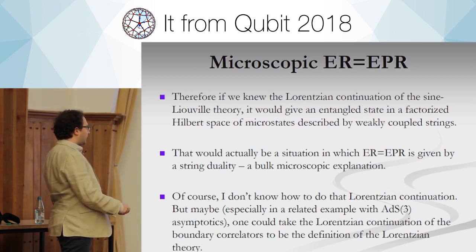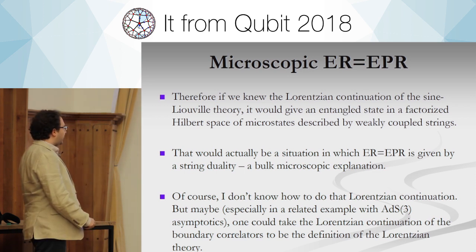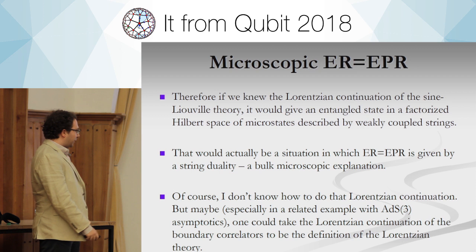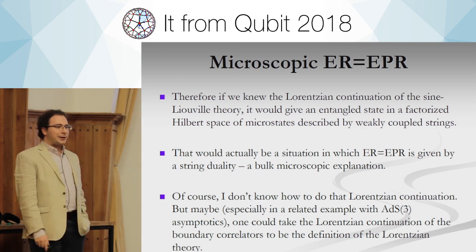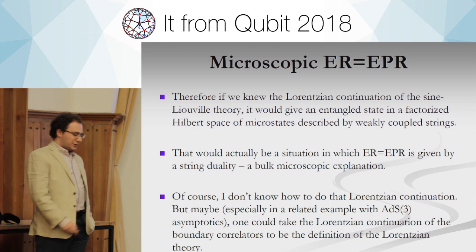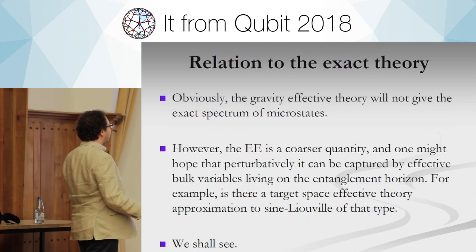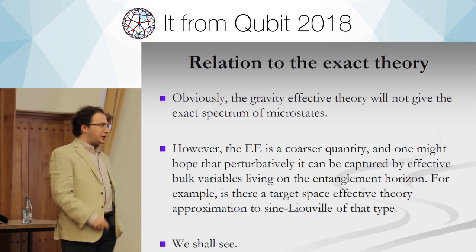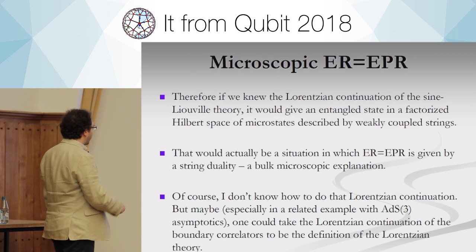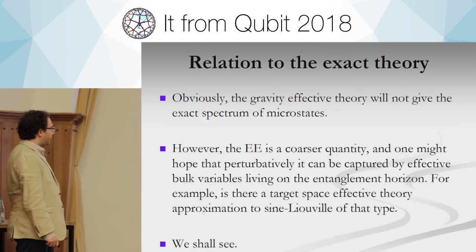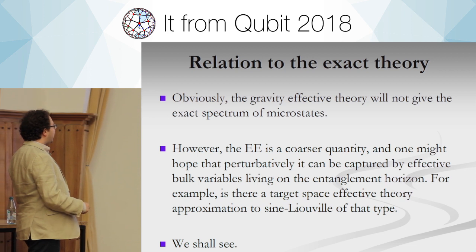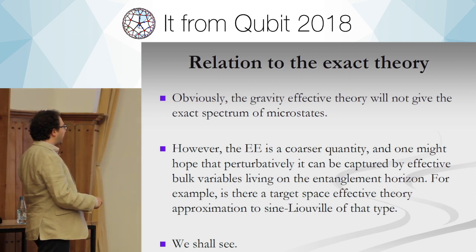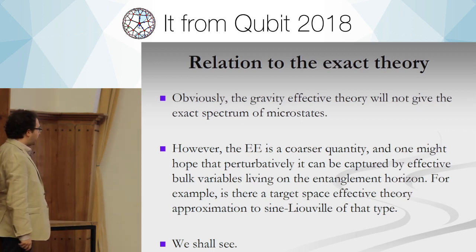Maybe there's a sense, especially in some examples with AdS boundary conditions, that you could just take the Lorentzian continuation of the boundary correlators to be the definition, and then this would already be established. But maybe we need to understand the Lorentzian thing a little more. So just to wrap it all together, obviously the low-energy gravity story that I was describing, where you put this boundary condition, isn't expected to give the exact spectrum of microstates. It won't give you these microstates. That wouldn't make any sense. But the hope is that, at least in perturbation theory, you might be able to correctly capture just the entanglement entropy by some effective bulk variables that live at the entanglement horizon.